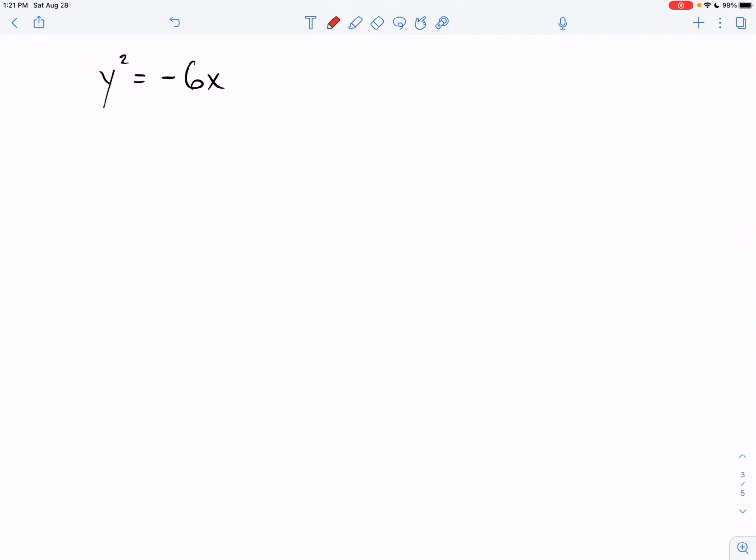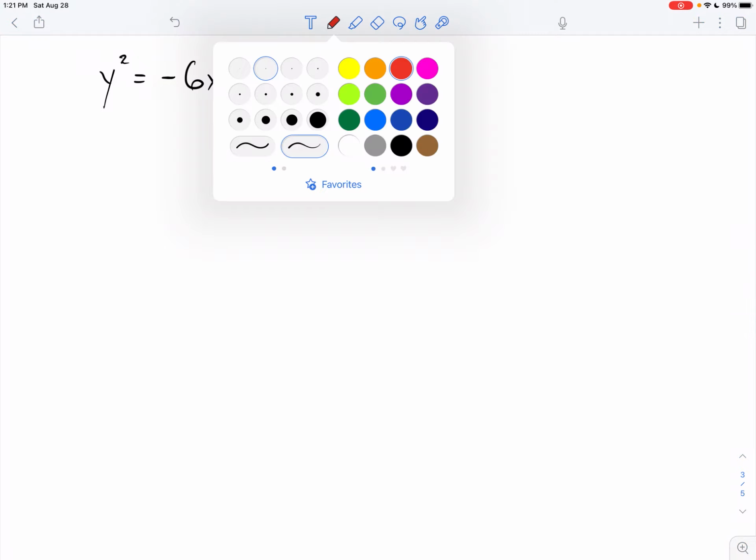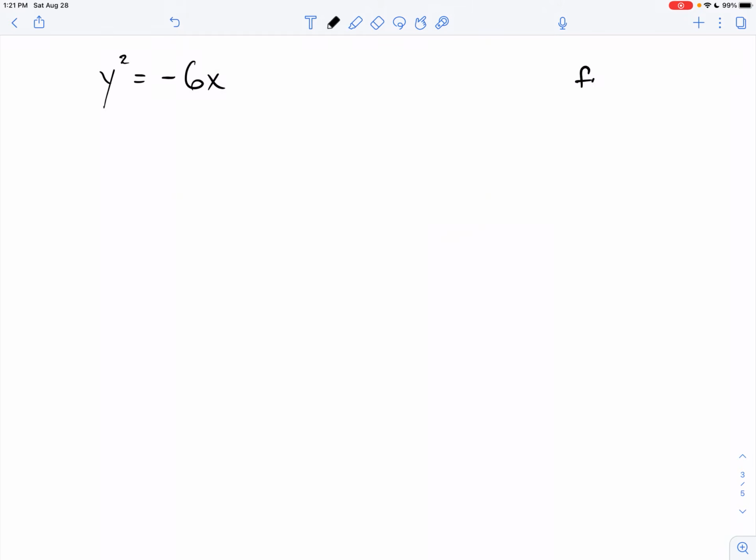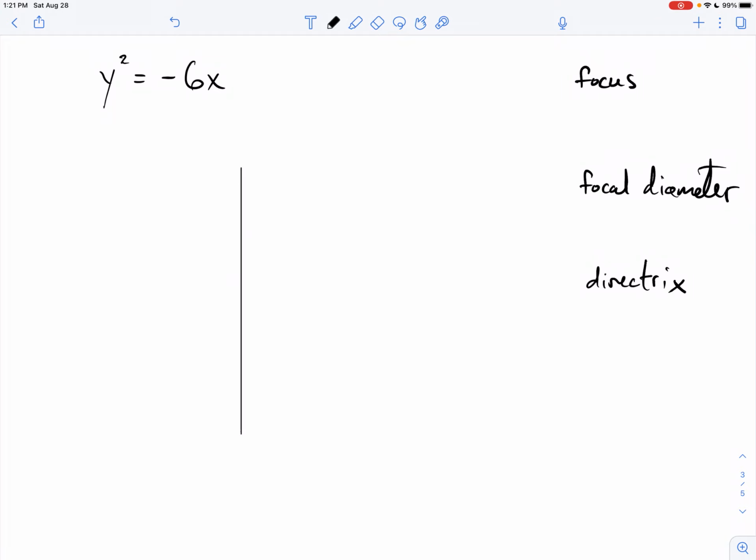So, once again, when I do my math, I am going to find a focus. I am going to calculate a focal diameter. I am also going to name a directrix. I will end up with a graph. So here's my coordinate system. And my vertex will be at the origin for every single one of these.